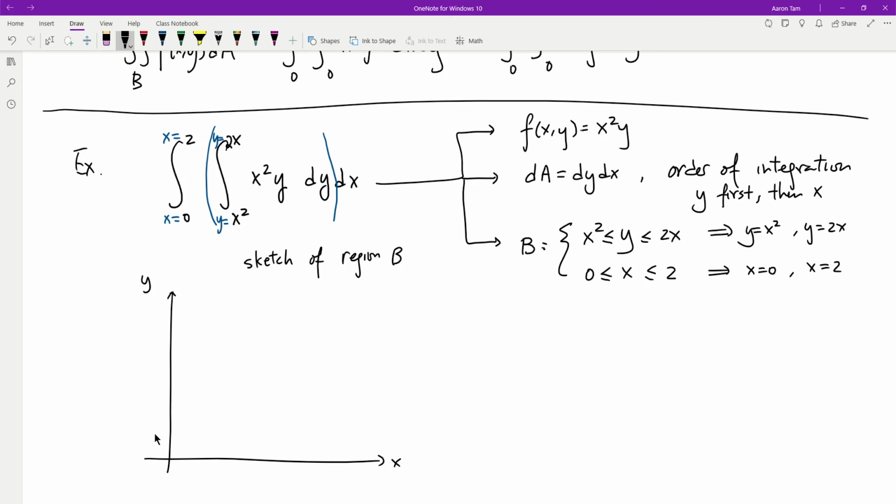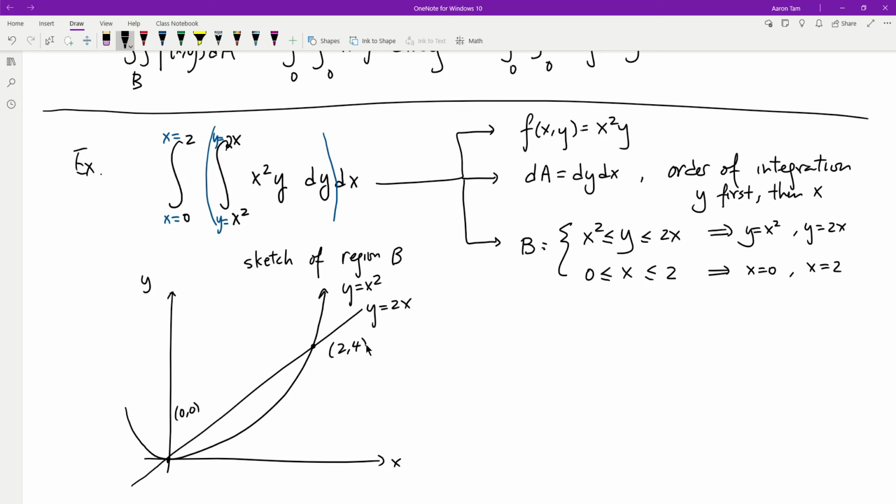So we have y equal to x squared. That's simple, that's just a parabola. y equal to 2x is actually a straight line. Notice that I have these two points of intersection. This one should be easy, 0, 0. This one actually comes out to be 2, 4.